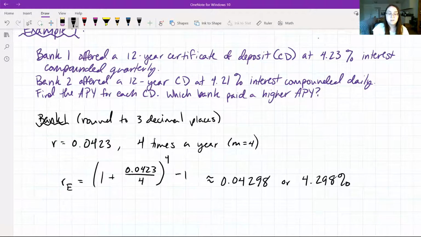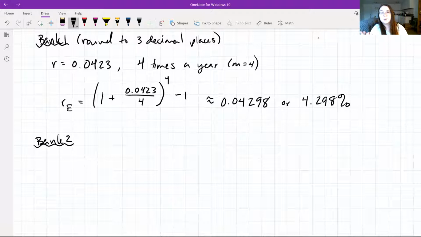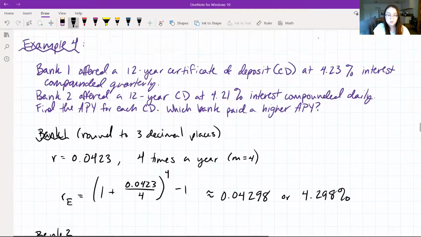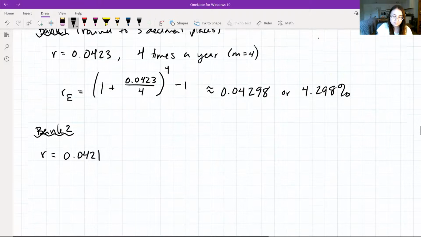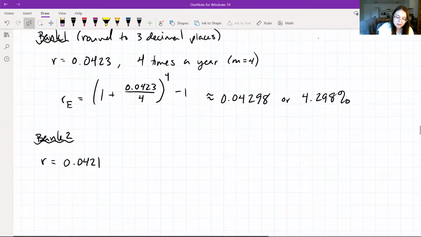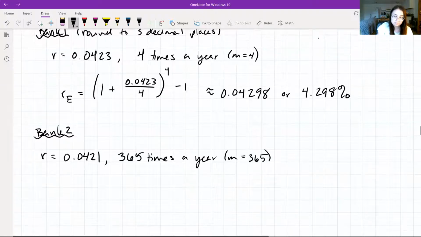Now we want to find APY for Bank 2. So we say Bank 2. We're going to round to 3 decimal places as well. I'm just not going to write it again. We know our rate is going to be 0.0421 because we know it was 4.21%. So then we have our rate. It's going to be daily, so 365 times a year, or M is equal to 365.